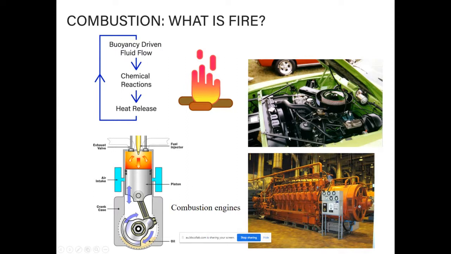For example, for vehicles, for our cars, there are combustion engines. So we can see there is a fuel injector, and there is combustion of the fuel. Therefore, there is air movement to push the piston movement, and finally to drive the vehicle wheels.